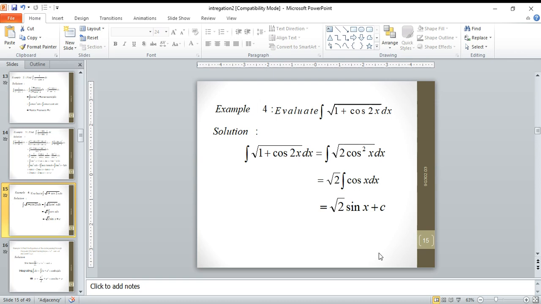Take root 2 out as common. Under root of cos square x, the root and square cancel, so here the integration of cos x dx. Root 2 into cos x: the integration of cos x is sin x plus c, not minus cos x. The derivative of cos x is minus sin x, and the integration of sin x is minus cos x, so don't confuse them. Remember, the integration of cos x dx is just sin x plus c. So the answer is root 2 sin x plus c.